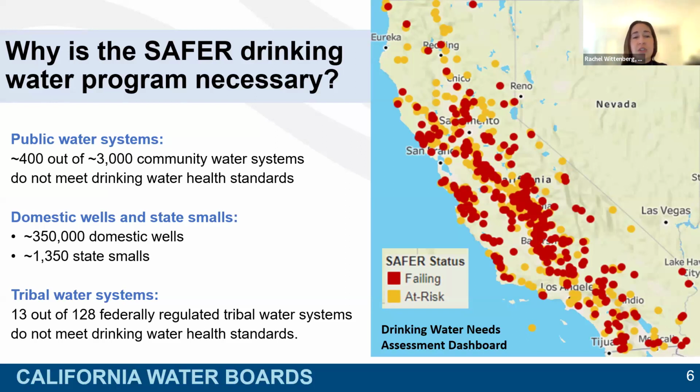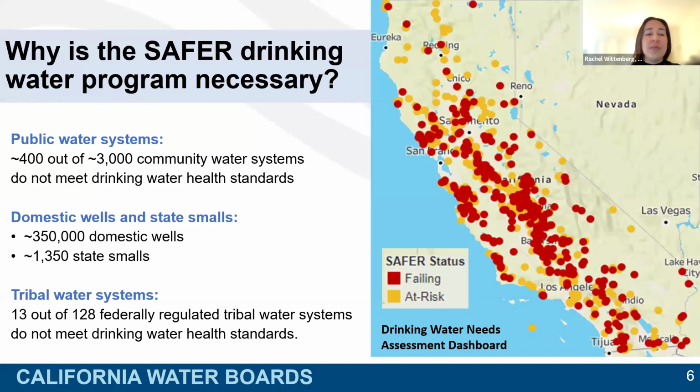These historic land use structures continue to deliver disparate outcomes, including wealth, health, educational, and environmental inequities. Many of the communities that have experienced these historic land use structures are also the communities that do not have safe drinking water. The Water Boards is committed to racial equity and environmental justice, and we hope that through the SAFER program, we can achieve the human right to water for all Californians.